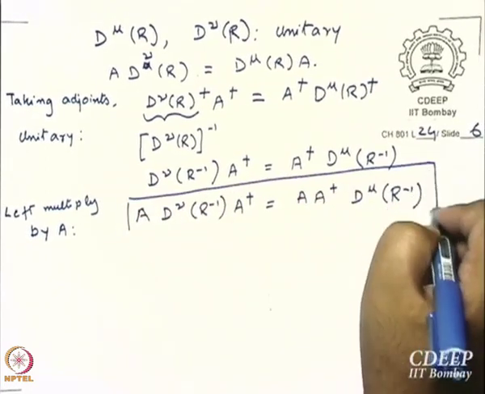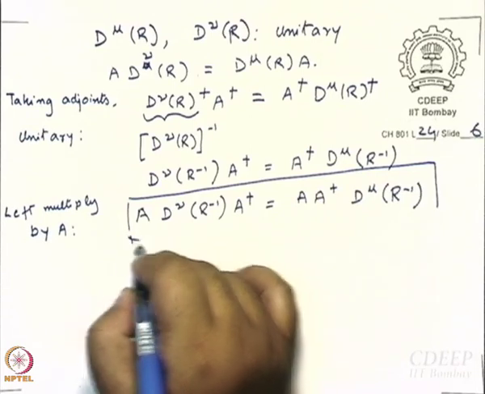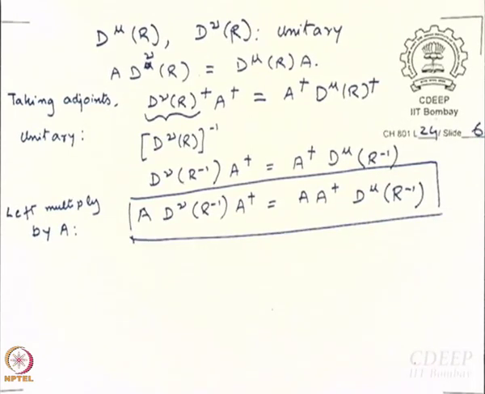So, this is where we have reached. We have to remember this. A d nu r inverse A dagger is equal to A dagger d mu R inverse. Okay. Now we have started from R and we have reached R inverse, right. Another way of doing that would be from here.